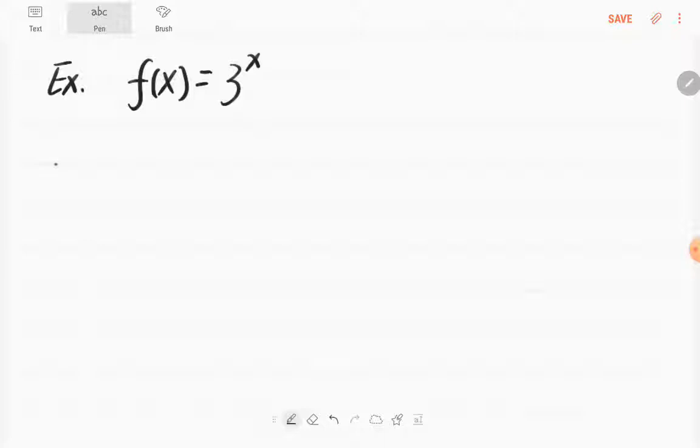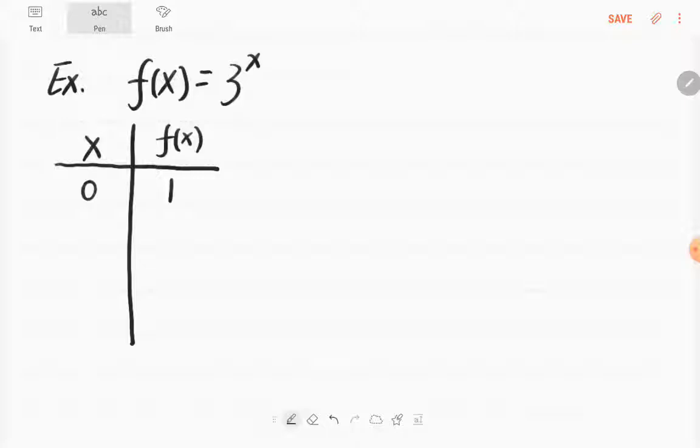Okay, so first let's pick some sample points. This is the x values, this is the f values, okay? So if we pick x equals 0, we know it must be equal to 1. So this point is always on the graph, the 0, 1 point. If x equals 1, f of x equals what? 3 to the 1, so it's equal to 3. Right? If x equals 2, that would be 3 squared, so it's 9.